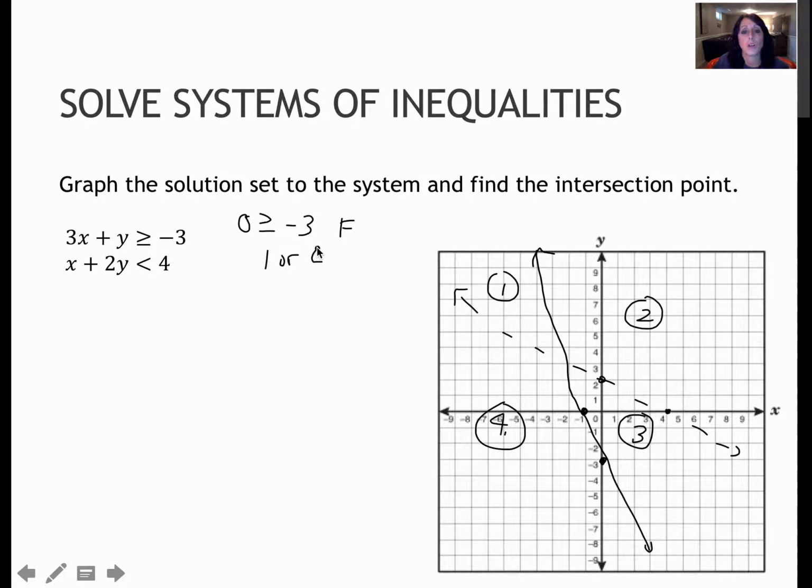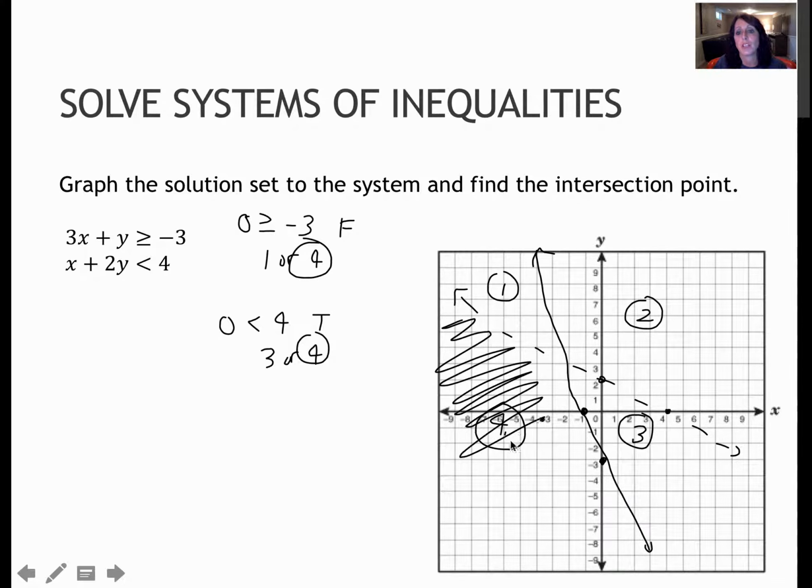So 1 or 4. Looking at x plus 2y is less than 4. If I plug in 0, 0 there, I get 0 is less than 4. That one is true. So true tells me that this dotted line should be shaded towards 0, 0, which means 3 or 4, which means the only one that works for both is 4. So the region that should be shaded is right here. So not a bad idea to use that little numbering system if you want. It's a little less crowded than making the different lines different colors.